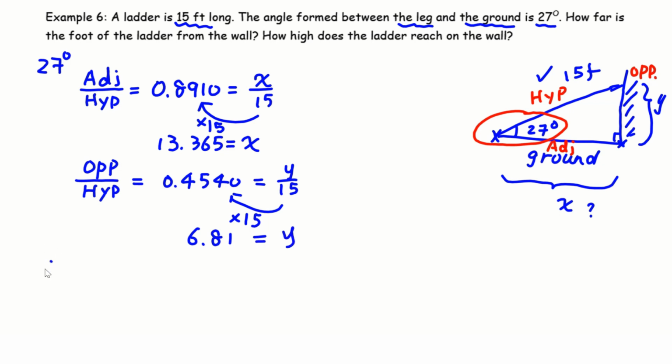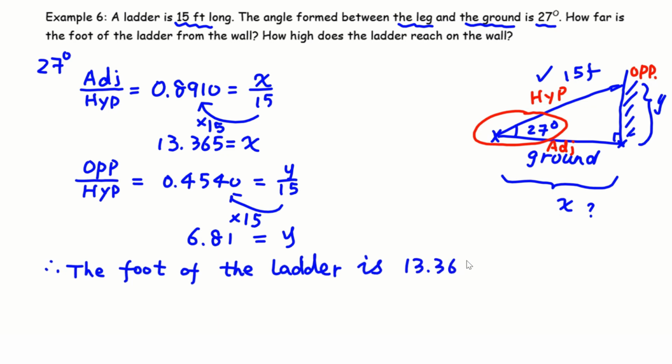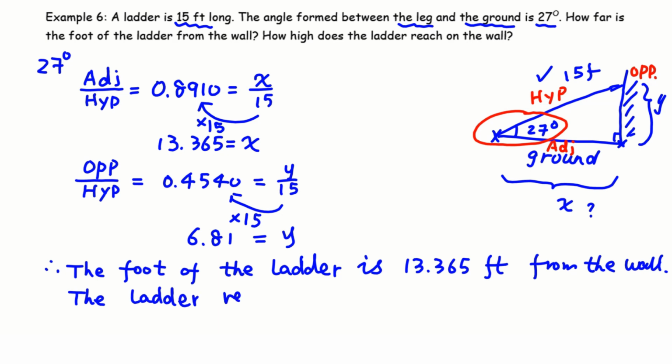Then we could write a statement. Therefore, the foot of the ladder is 13.365 feet from the wall. This is a horizontal distance, and the ladder reaches 6.81 feet on the wall.